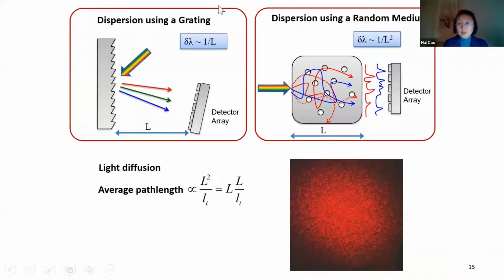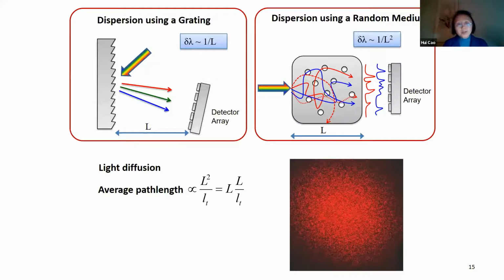In other words, the spectral resolution scales as 1/L squared. So if we increase our system size 10 times, we can increase our resolution 100 times, compared to the grating case, where you only increase 10 times, right? So that is a great advantage of using this disordered medium to replace the grating, using this multiple scattering to enhance spectral resolution.